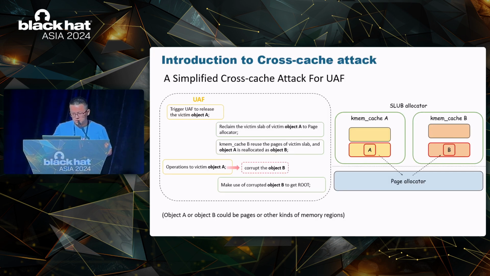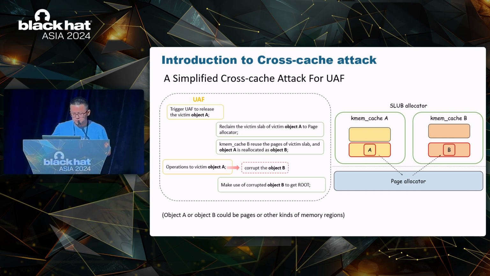First of all, let's take a look at the cross-cache attack. Here is a simple example of UAF. We can trigger the UAF to get the victim object A, and then we can reclaim the victim slab to page allocator. After that, we can let kmem cache B reuse the pages of victim slab. By doing this, we can make victim object A to be reallocated as object B. Now, if we perform operations on victim object A, we will corrupt object B. Following this, we can make use of corrupted object B to get a root. This is a simplified process for cross-cache attack.